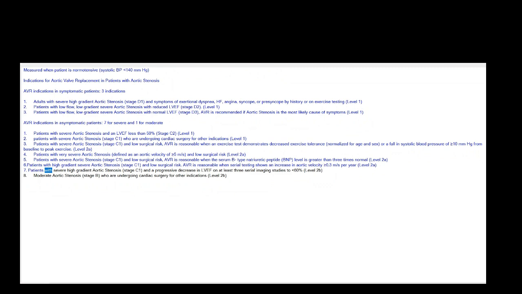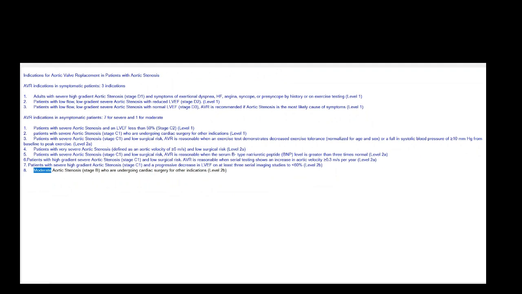7. Patients with severe high gradient aortic stenosis, stage C1, and a progressive decrease in LVEF on at least 3 serial imaging studies to less than 60%, level 2B. 8. Moderate aortic stenosis, stage B, who are undergoing cardiac surgery for other indications, level 2B.